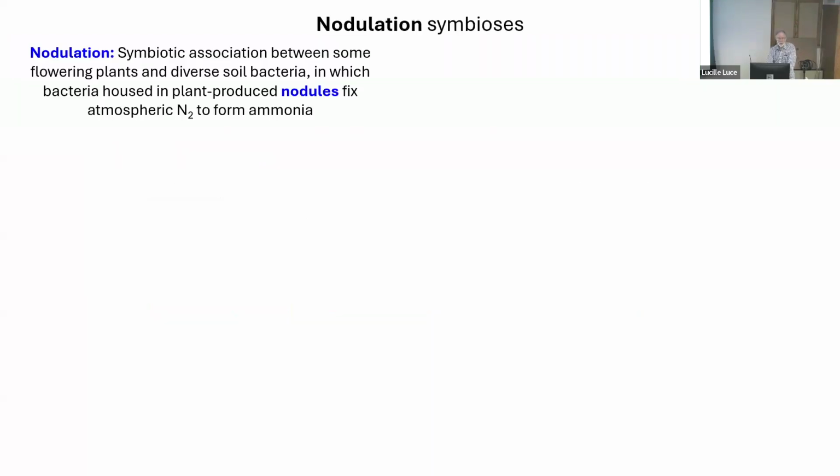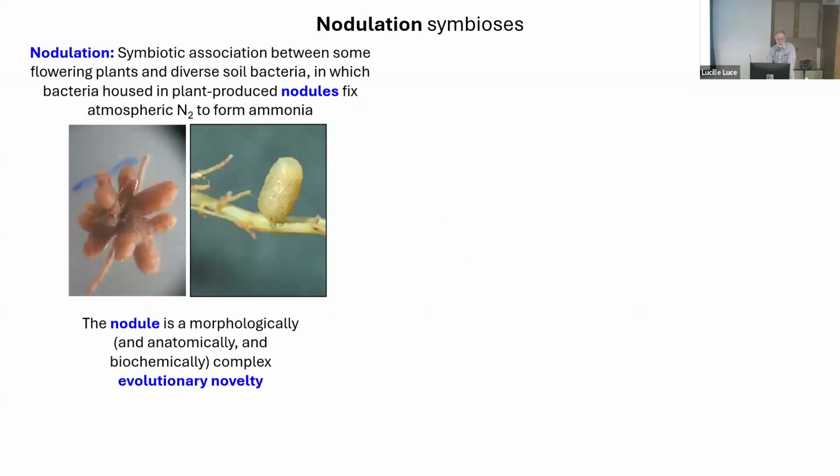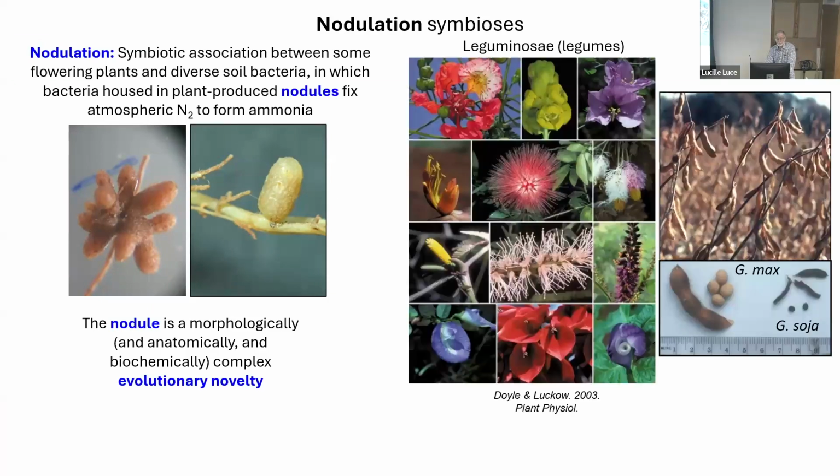So nodulation is a symbiotic association between some flowering plants, a limited number of them, and diverse soil bacteria. And the bacteria are housed in these nodules, which you can see here, which then fix atmospheric nitrogen to form ammonia, so fertilizer for the plants. The nodule is a morphologically, anatomically, and biochemically complex evolutionary novelty. It's not found in other plants. Its most associated nodulation is with the legume family, but it's neither confined to the legume family, nor is it universal within the legume family. I'll show you in a second.